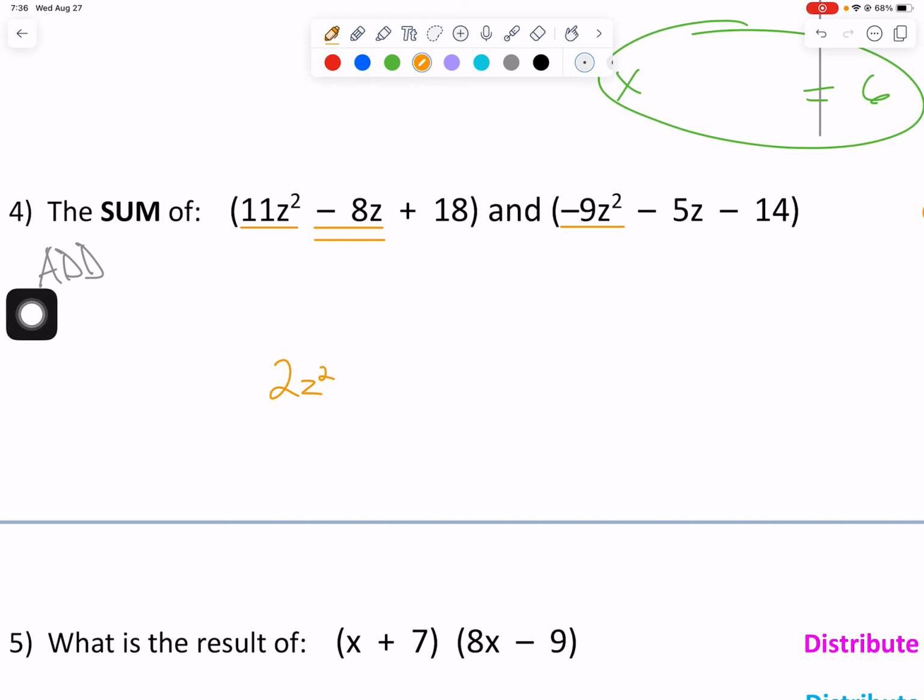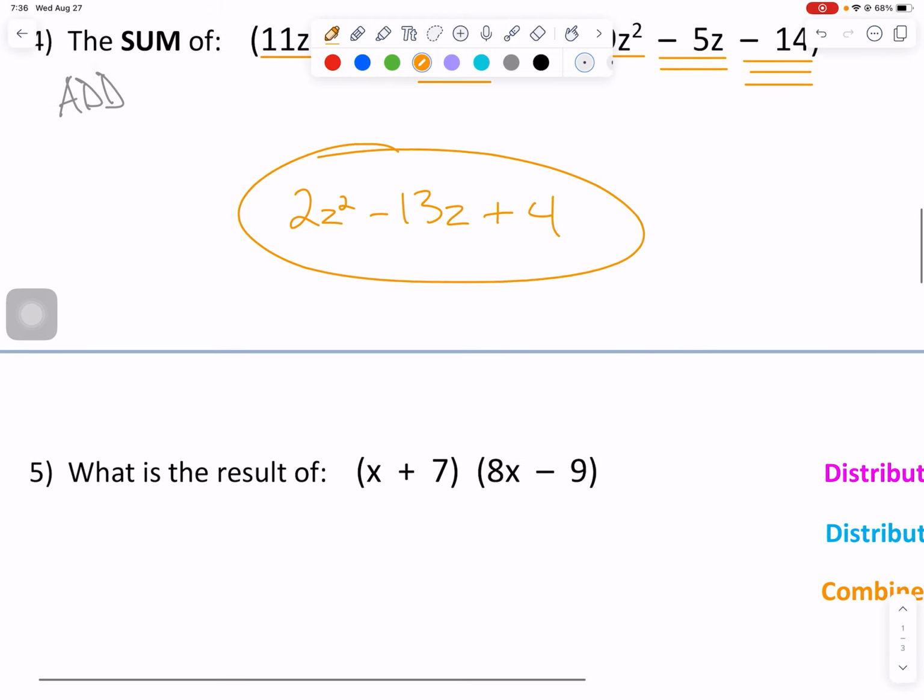Oh, there's a -5z. Wonderful. So let's go ahead and double underline that for our viewers at home. -8 minus 5, -13z. And then I am going to triple underline our +18. And what can I also triple underline? Great job, the -14. Wonderful work by all. Love that you're contributing. And 18 minus 14 is simply just 4. Go ahead and circle your answer.